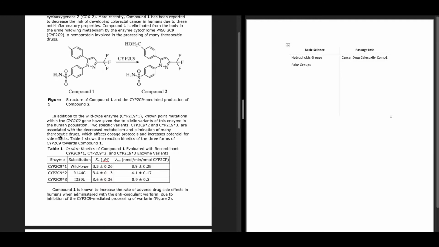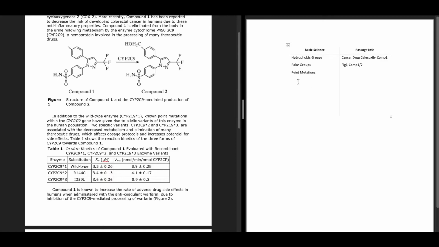In addition to the wild type enzyme CYP2C9*1, known point mutations within the CYP2C9 gene have given rise to allelic variants in this enzyme in the human population. So again, I see point mutations, and I'm immediately thinking, okay, I'm going to write point mutations down. And honestly, in terms of passive information, it'd be a good idea to write figure 1, I have compound 1, 2, so I can refer back to that in a minute.